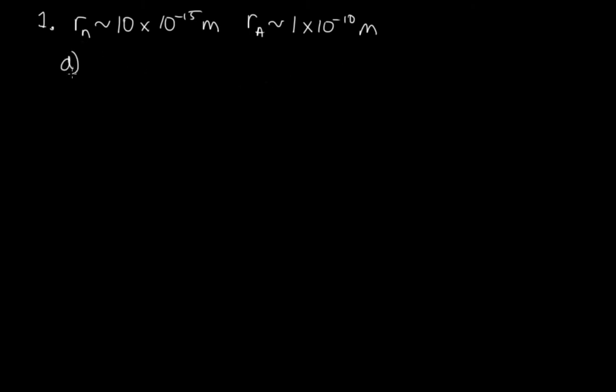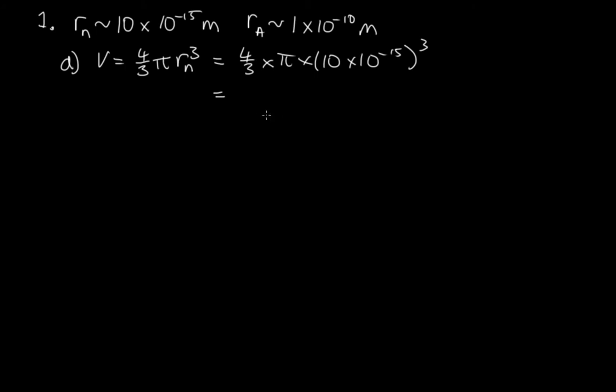Now, part A asks us to calculate the volume of the nucleus. So the volume is equal to 4/3 pi the nuclear radius cubed. This is just the volume for a sphere, so we're just going to substitute into this equation. So this is 4/3 times pi times 10 to the minus 15, all cubed. And so solving this on the calculator, we end up with 4 times 10 to the minus 42 meters cubed. This is just to one significant figure because these values are only given to one significant figure.